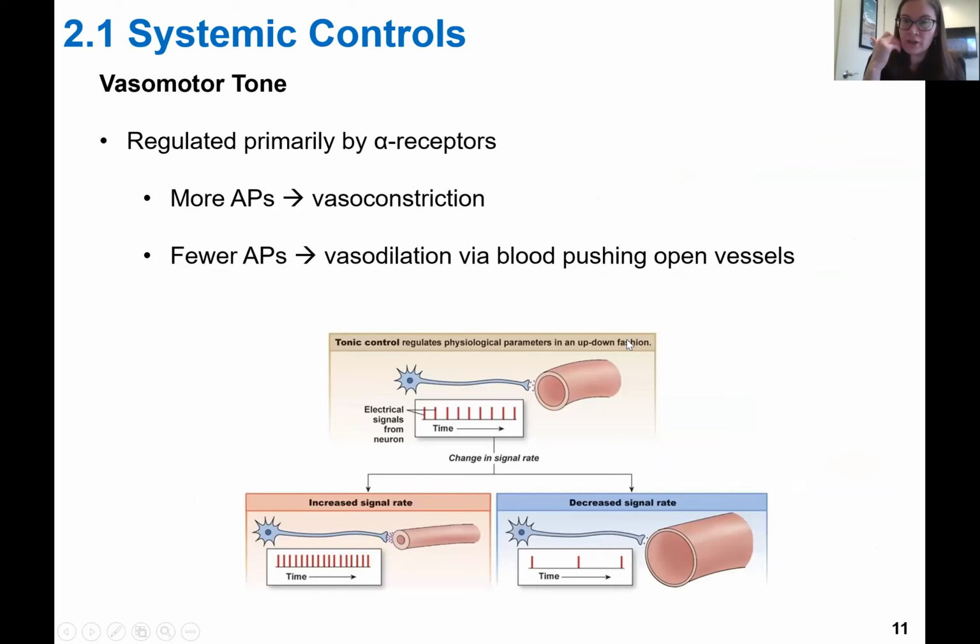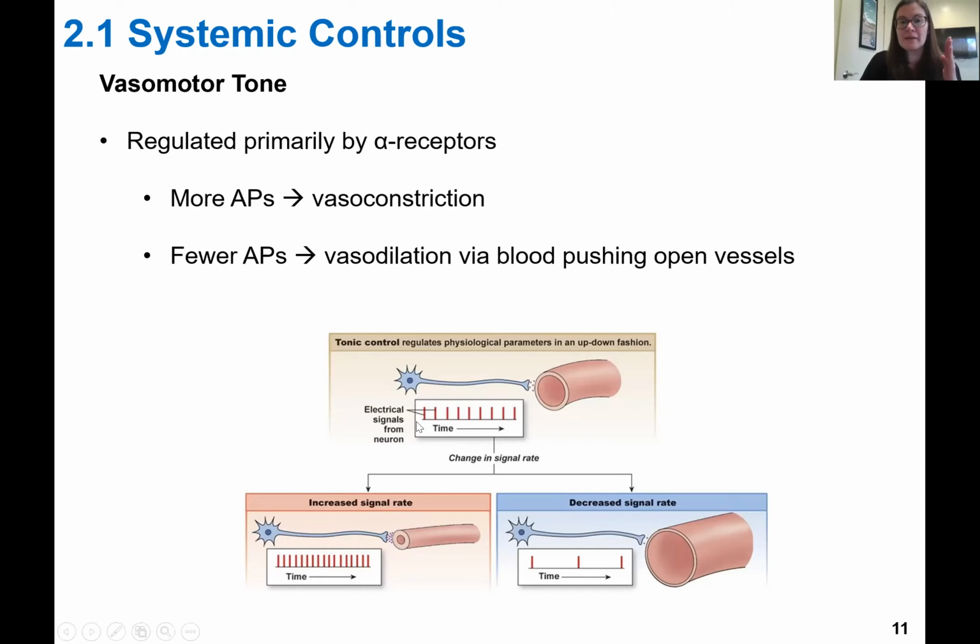So the sympathetic nervous system produces what we call the overall vasomotor tone. And it's regulated primarily by those alpha receptors. So if you get more action potentials through more sympathetic nerves, you're going to get more norepi, you're going to get more vasoconstriction. If you get fewer action potentials, you're going to get less activation, less constriction, and then the blood itself pushes open the vessel.